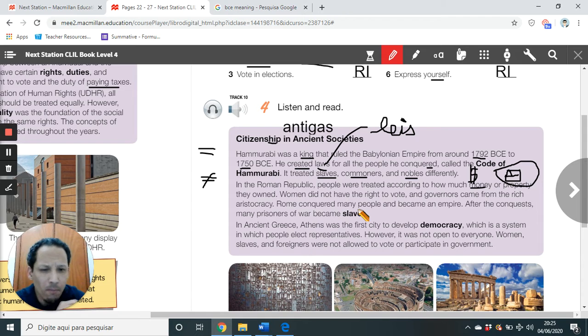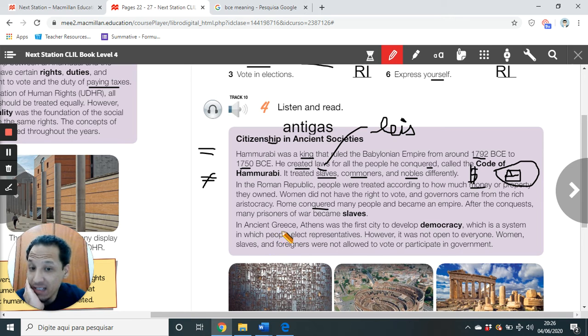Rome conquered many people. Muitos povos, né, conquistaram. Conquered, conquistaram. And became an empire. E se tornaram um império. The Roman Empire, né? O Império Romano. After the conquests, né? Depois das conquistas, many prisoners of war became slaves. É, muitos prisioneiros de guerra, war, se tornaram escravos. Em vários lugares isso é comum, era comum.